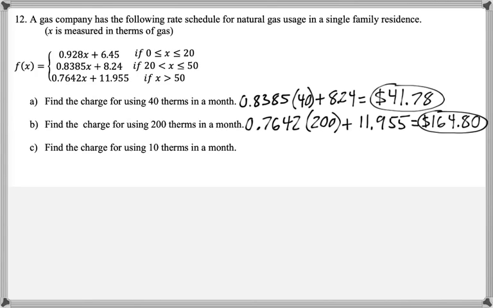For part C it says find the charge for using 10 therms in a month. So 10 is between 0 and 20, which means we want to use the first equation. So 0.928 times 10 plus 6.45, and that's going to be equal to $15.73.